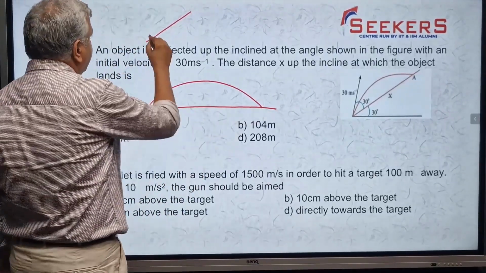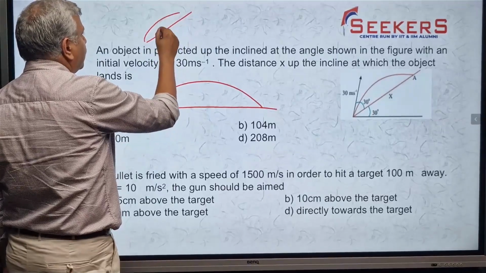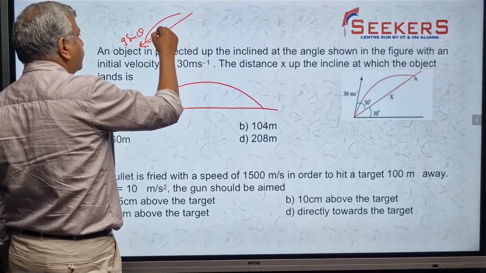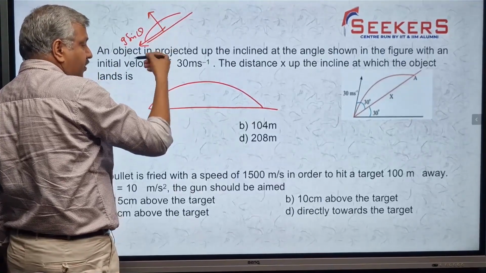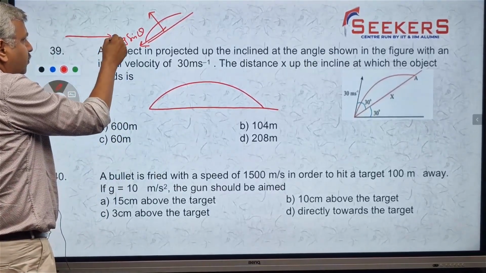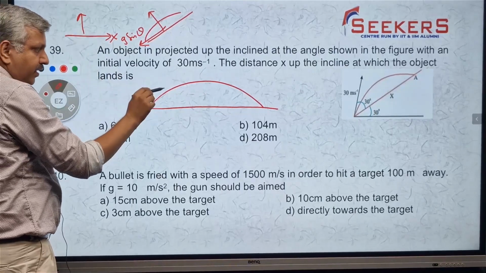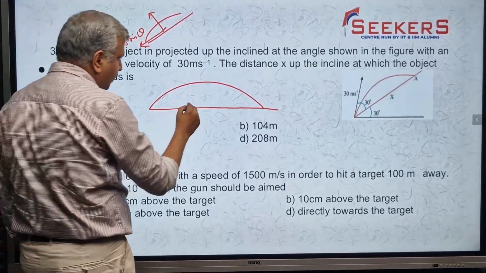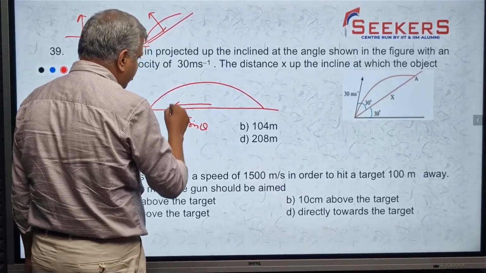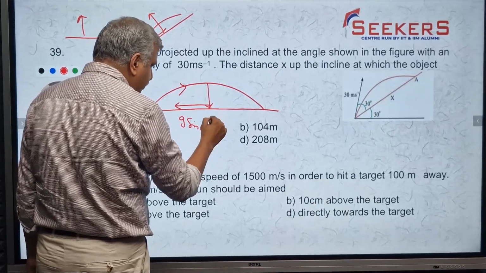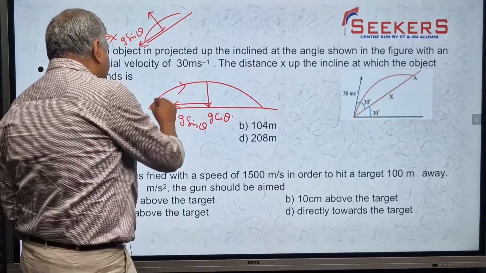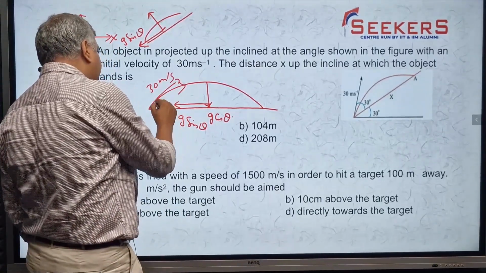Now when it is going up, this acceleration is g sine theta. And in the perpendicular direction, its acceleration will be g cos theta. So in a regular projectile, there was no horizontal acceleration, there was only vertical acceleration. But in this case, there will be both. So here, this acceleration is g sine theta, this is how the particle is going, and this acceleration is g cos theta. Now everything else is the same. So the particle is projected at 30 meters per second at an angle of 30.